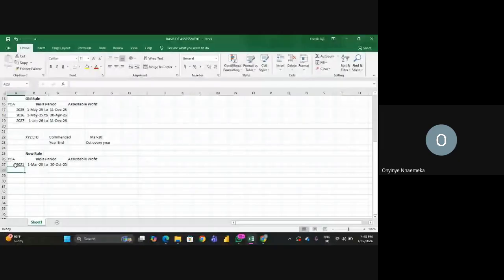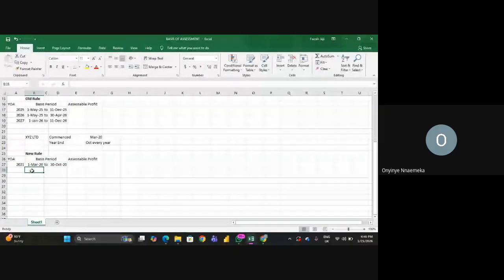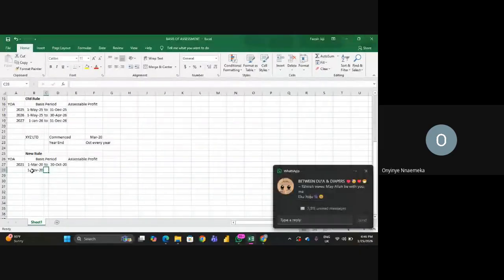Now, the second year of assessment says the next day after the end of the first year of assessment to the end of the next accounting period. Honestly, we just need to break it down. After 30 October 2020, what is the date of the next day? If today is 30 October, what is tomorrow's date? It is 1st of November 2020. We are still in 2020. We don't go to 2021. That's what your second year of assessment will start with.